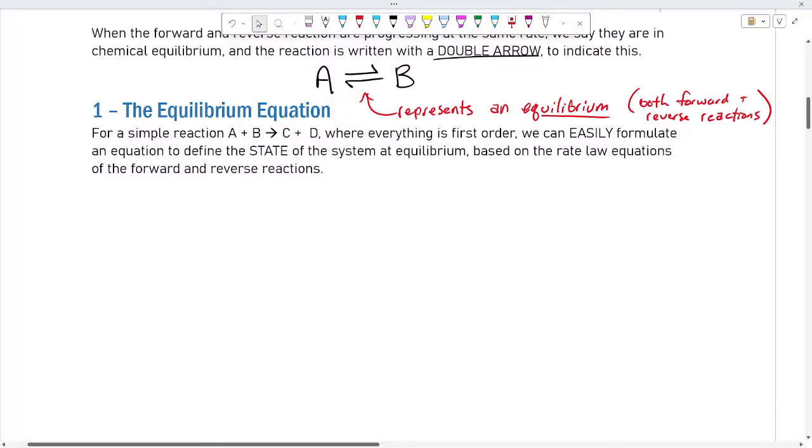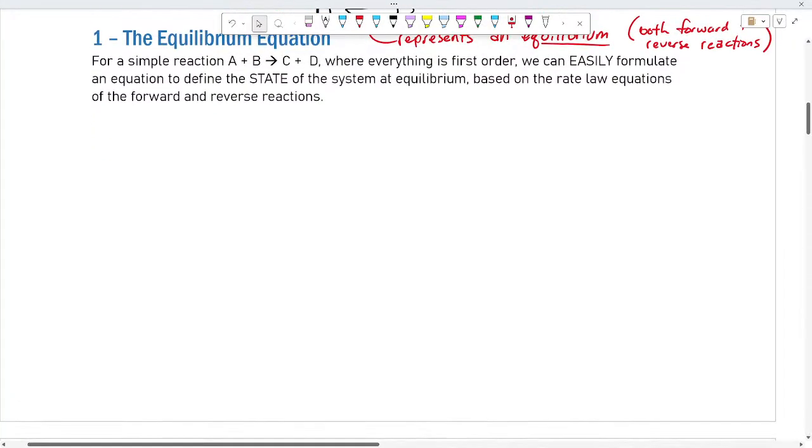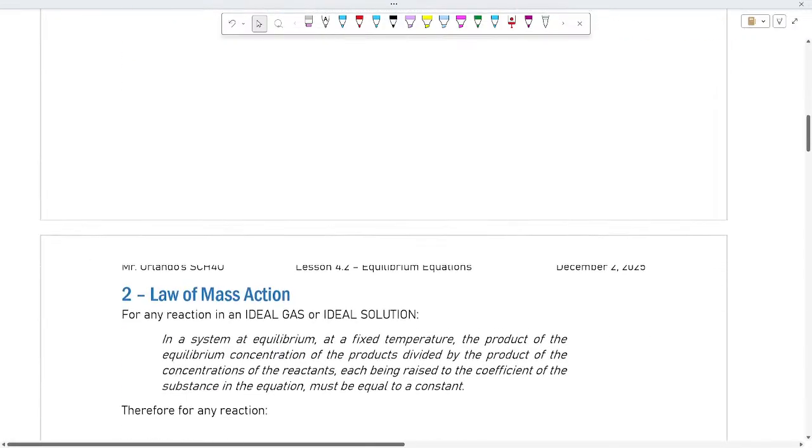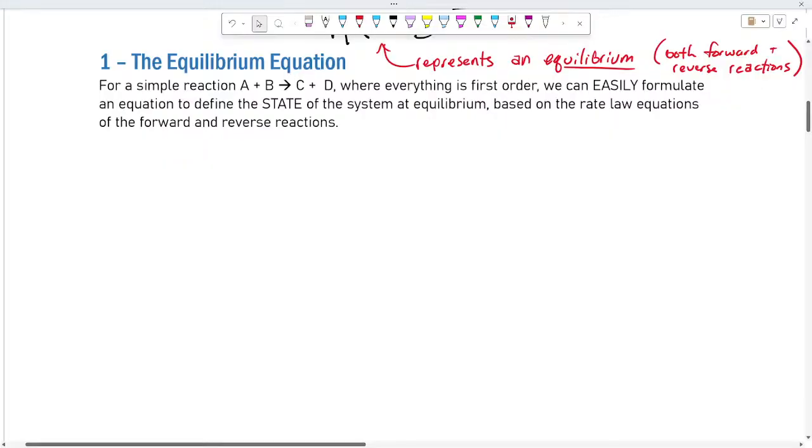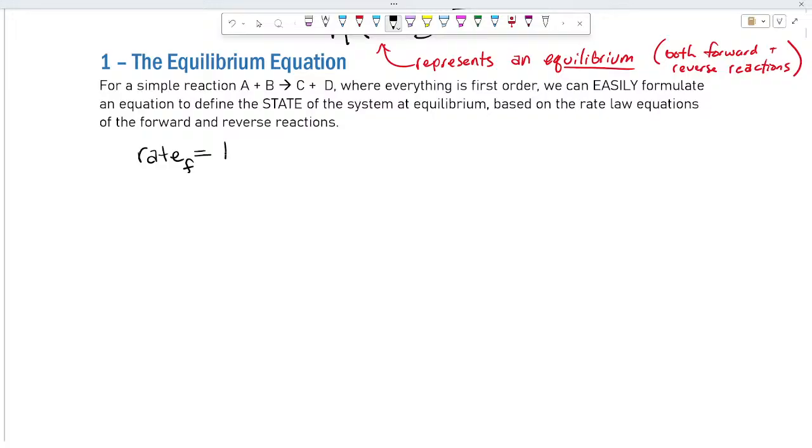So for a simple reaction where everything is first order, we can easily formulate an equation to define the state of the system at equilibrium. And again, we're going to quickly review what we did yesterday. If we were looking at the forward reaction of this, the rate of the forward reaction would be equal to what? Some constant k. We'll say kf for forward. And what would it depend on? Concentration of A. And in this case, to what exponent, if we assume this is a one-step reaction?